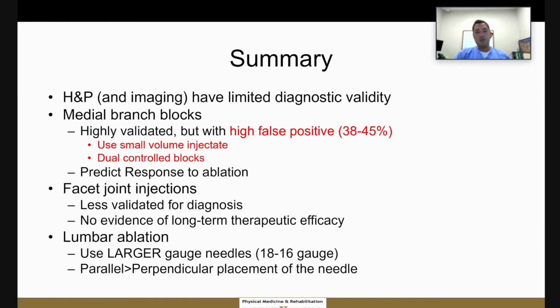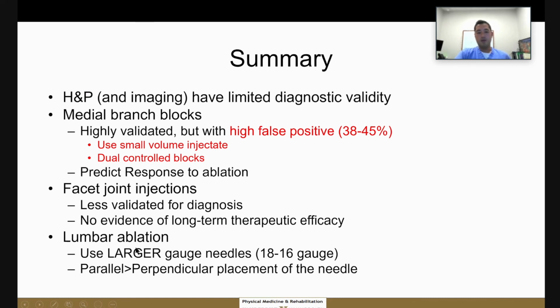I also didn't go in depth into this, but facet joint injections have been less validated for diagnosis. There have been studies that show there's not really great evidence for long-term therapeutic efficacy. So oftentimes when we're thinking about therapeutic interventions for facet-mediated pain, we're thinking about lumbar ablation.